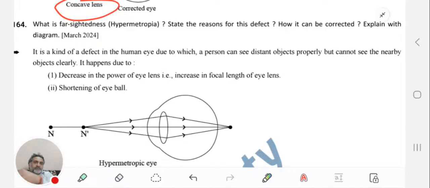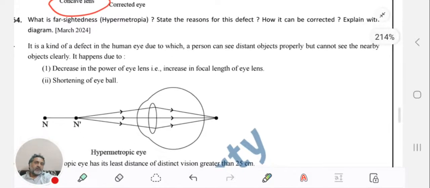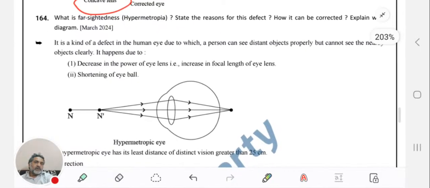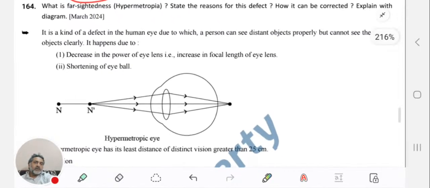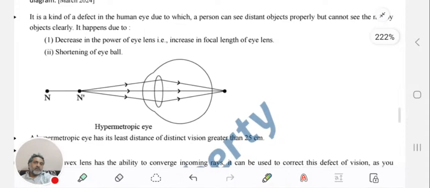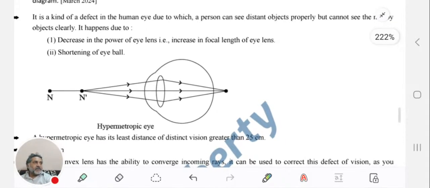Hypermetropia. State the reasons for this defect, how it can be corrected, explain with diagram. It is a kind of defect in the human eye due to which a person can see distant objects properly but cannot see nearby objects clearly. It happens due to: number one, decrease in the power of the eye lens, that is, increase in the focal length of the eye lens, and number two, shortening of the eyeball.